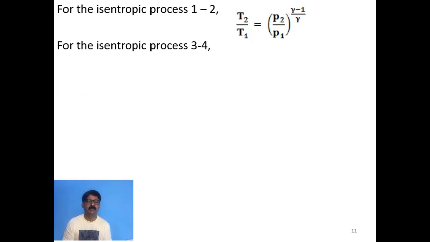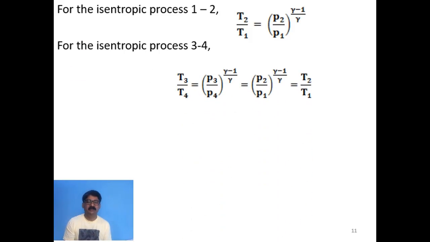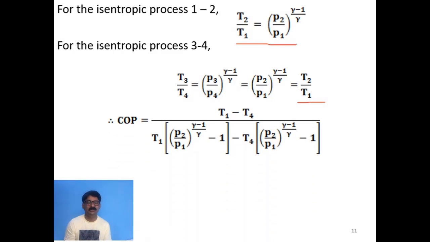Similarly, for the isentropic expansion process 3 to 4, T3 by T4 is equal to P3 by P4 to the power gamma minus 1 by gamma, but you know P3 is equal to P2 and P4 is equal to P1. So you can write as P2 by P1 to the power gamma minus 1 by gamma. But from this expression, you know that P2 by P1 to the power gamma minus 1 by gamma is nothing but T2 by T1. So you can prove that T3 by T4 is equal to T2 by T1.